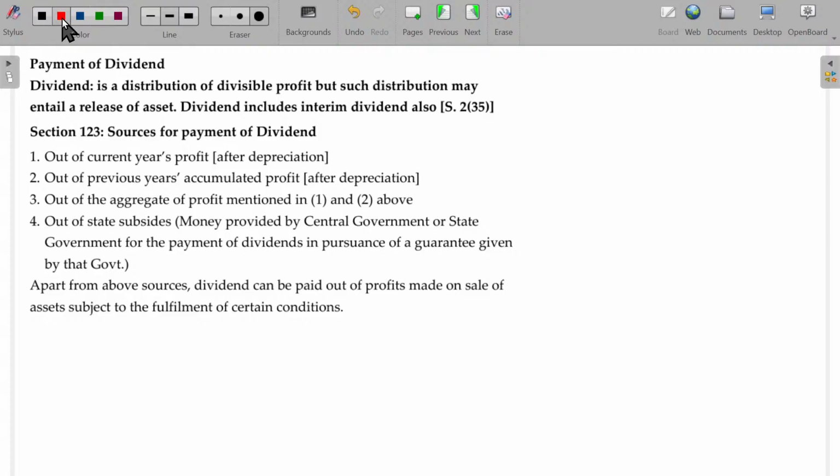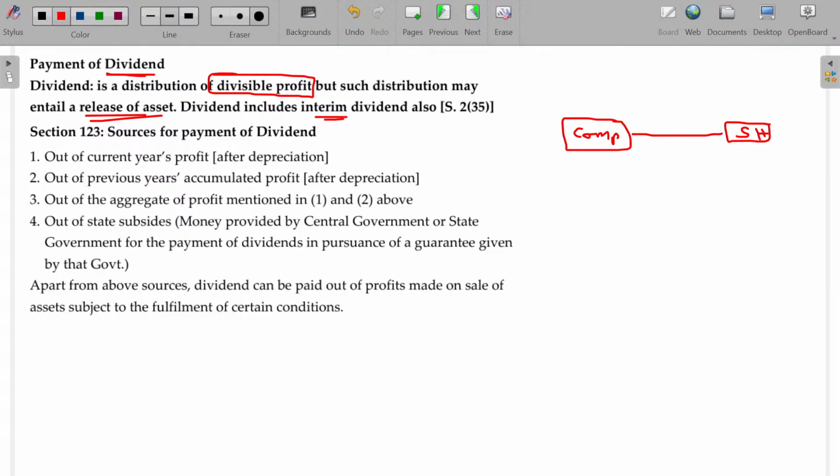Now, payment of dividend. Dividend is the distribution of divisible profit, but such distribution may entail release of the assets. Okay, while distributing the dividend to the shareholders, assets may be used. So the dividend includes interim dividend also from the company to shareholders. Dividend is distributed.